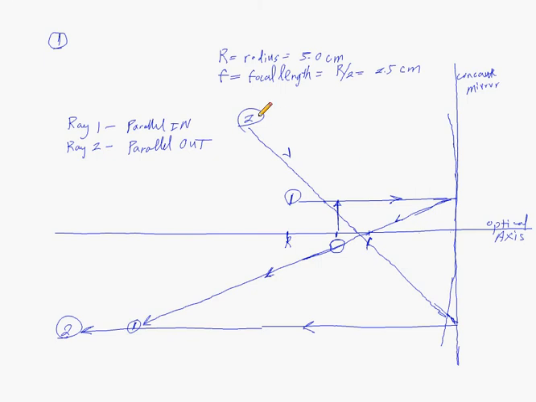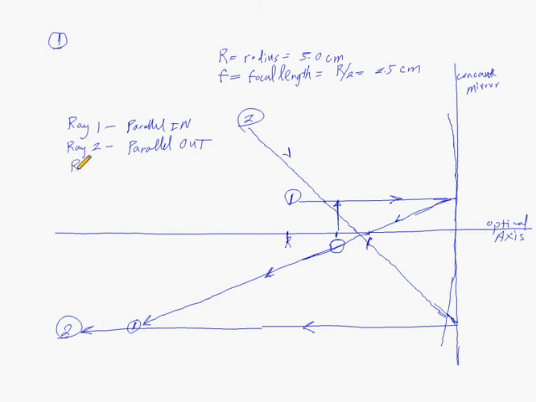Okay, so ray number 2 hits the tip of the object, passes through the focal length, hits the mirror, and bounces out such that this ray here is parallel to the optical axis. Parallel out, that's what we mean.